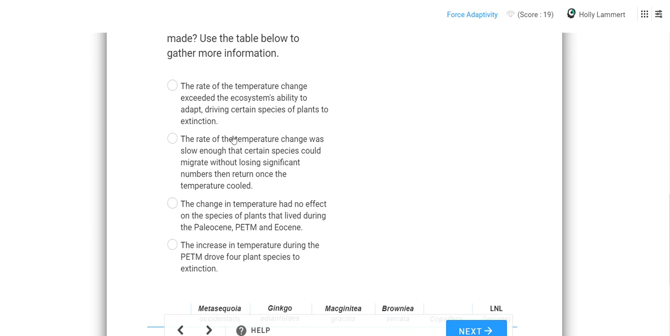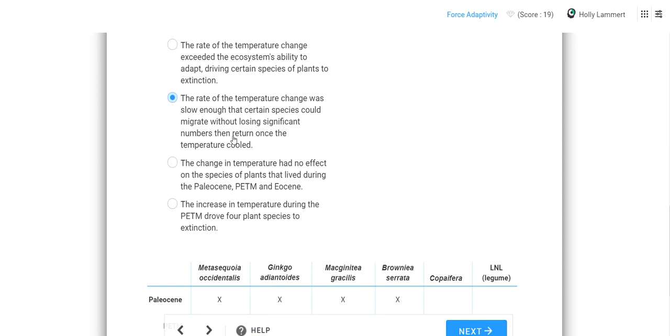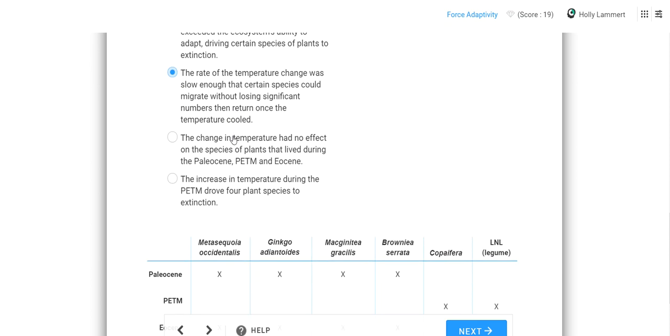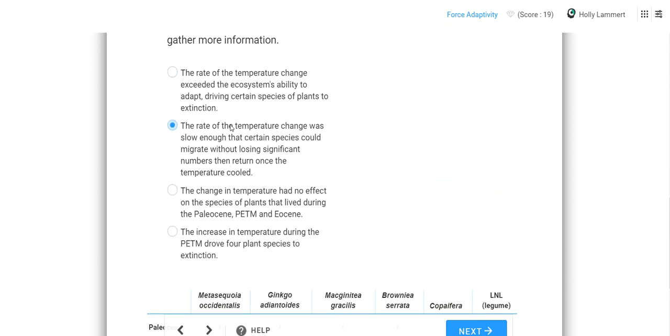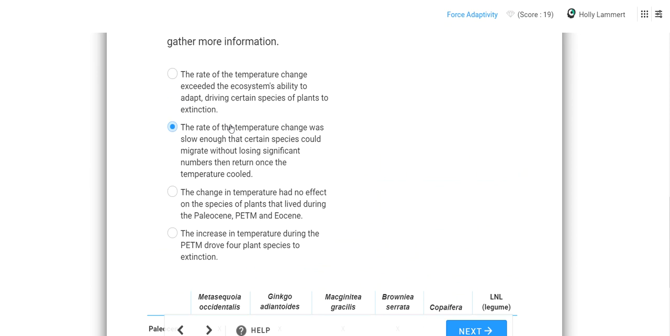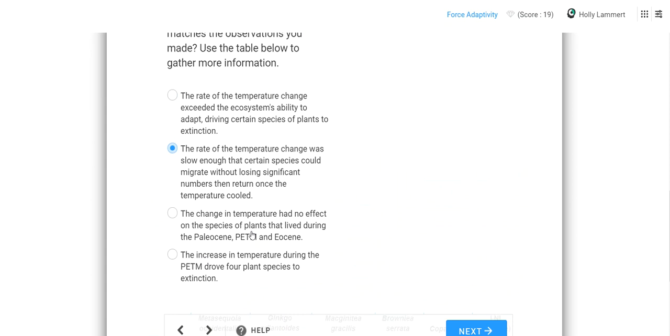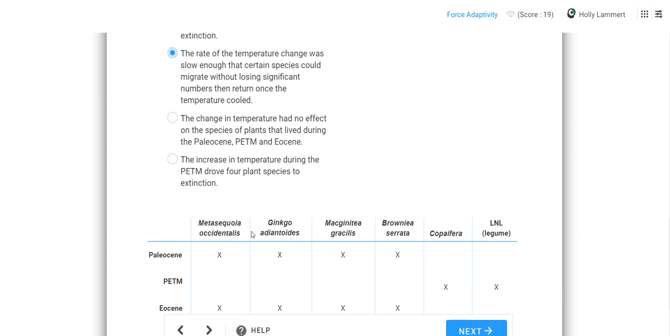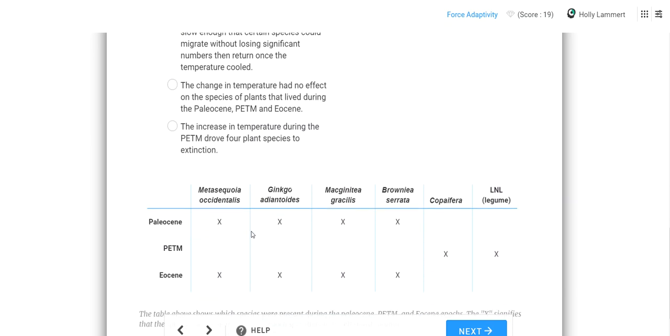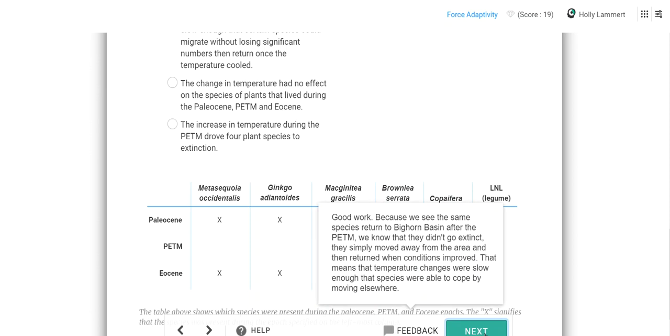It could be true. The rate of the temperature change was slow enough that certain species could migrate without losing significant numbers, then return once the temperatures cooled. That potentially could happen because we do notice that they come back. They didn't go fully extinct, otherwise we wouldn't see them back in the Eocene. The change in temperature had no effect on the species, well, we can see that it did, and the increase in temperature during the PETM drove 4 plant species to extinction. And again, they came back, so that's not the best answer.